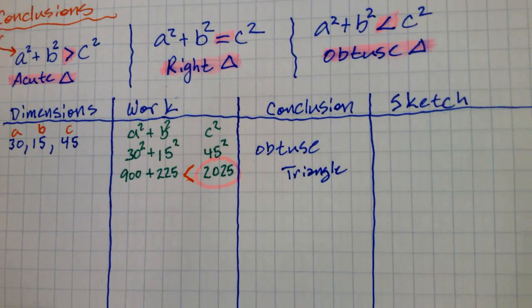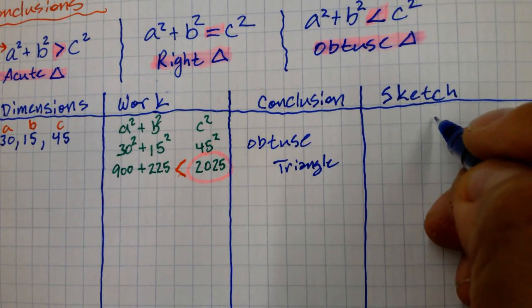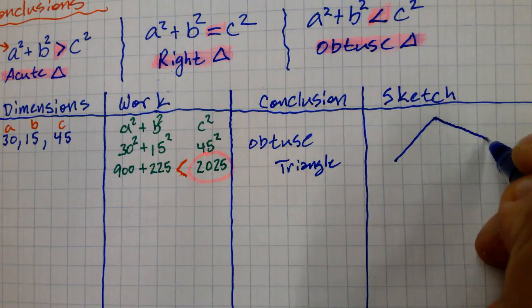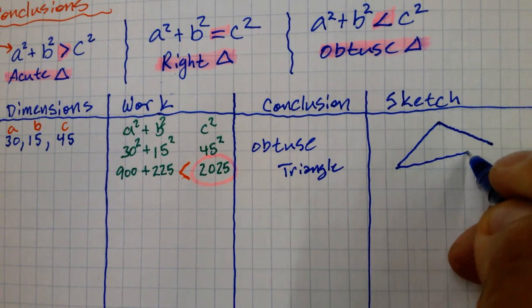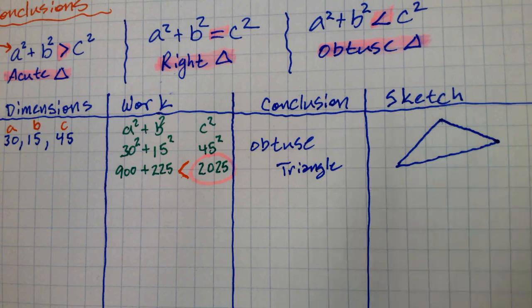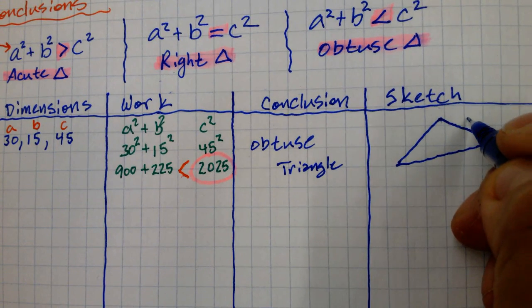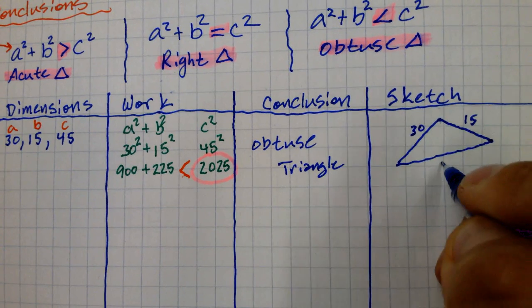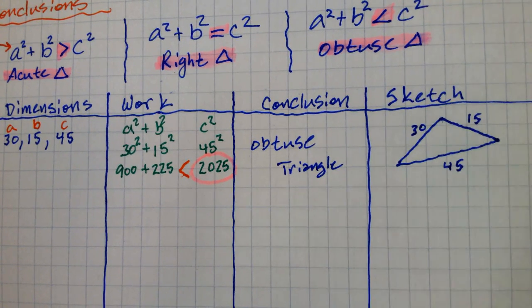Okay, so let's make a quick sketch of an obtuse triangle. Big opening usually. Something like that. So there's my obtuse angle. So let's say this is 15, 30, 45.